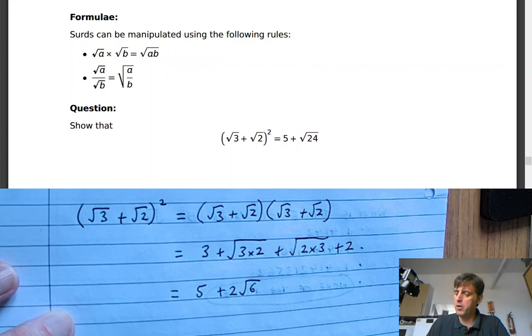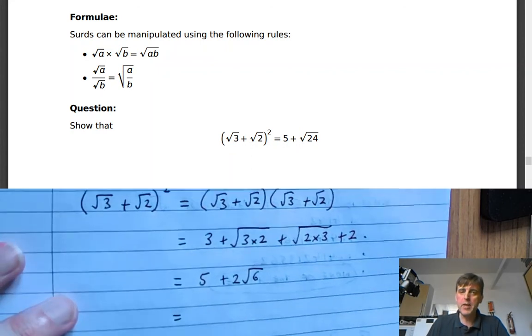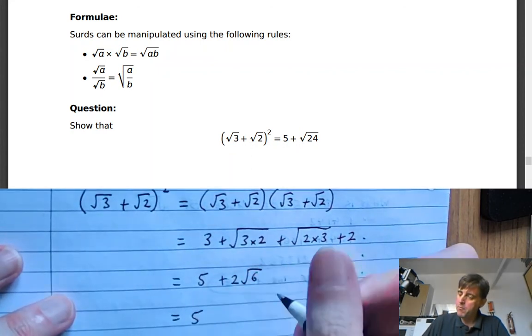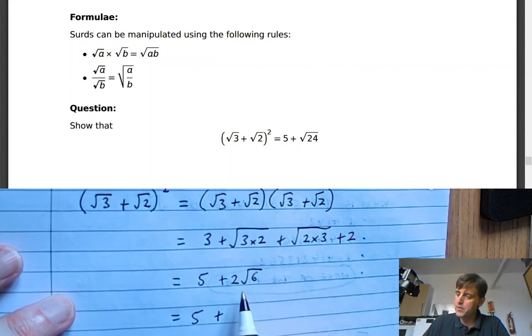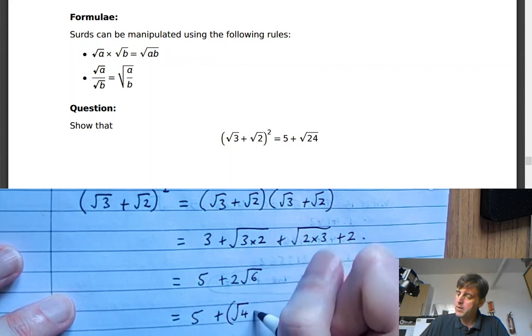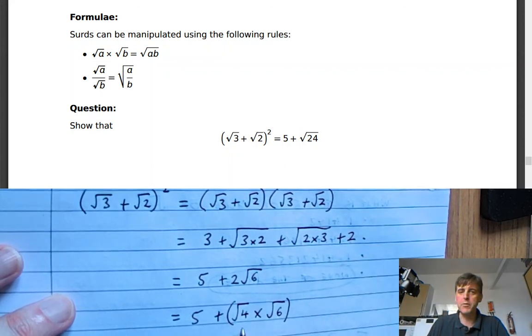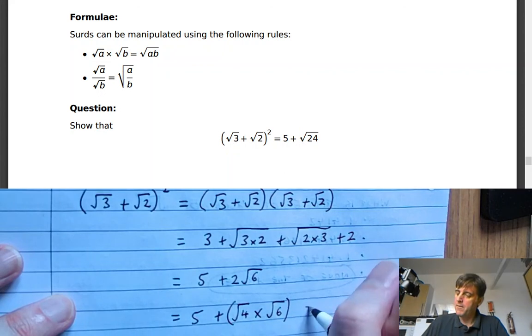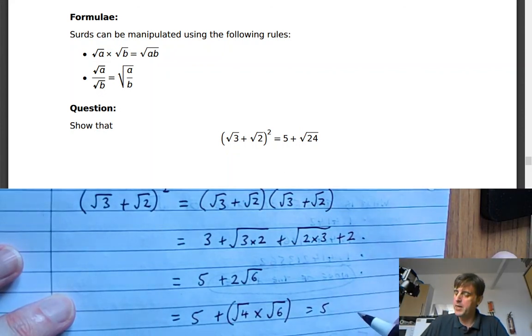So comparing this with what I want it to look like, I've just got to show that the 2 root 6 is the same as the square root of 24. And I can do that if I do a clever thing here and write 2 as the square root of 4. Because I can say that this term here is going to be the square root of 4 times the square root of 6. And finally, using that first rule on the list on the screen there again, we can write that root 4 times root 6 as root of 4 times 6, and 4 times 6 is of course 24.